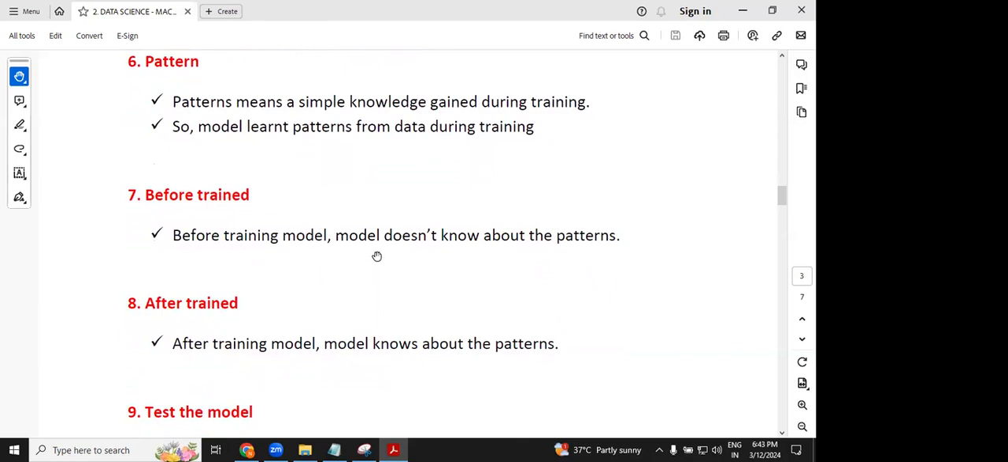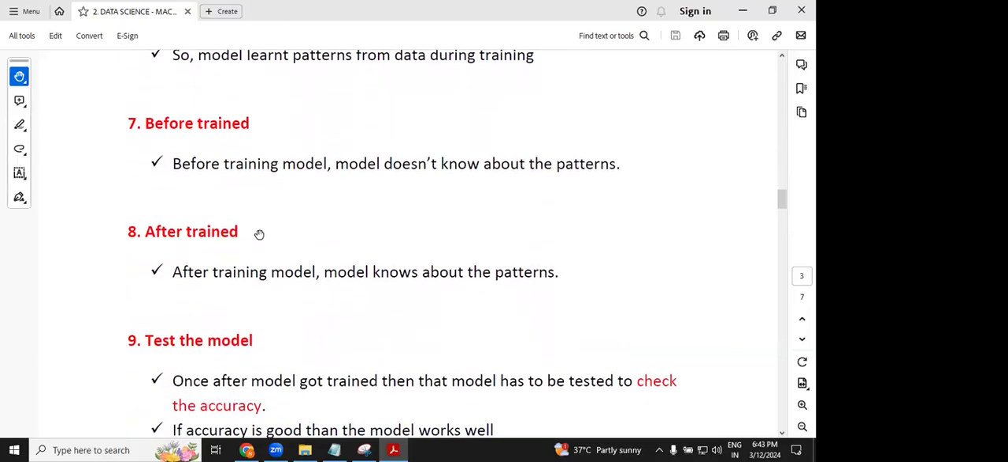Before training, the model does not know anything about the patterns. You don't know anything actually before training. Am I right or not, sir? After training, talk with me. After training, the model knows about what exactly? Now, though it gained the knowledge, right? Now this model is supposed to use this knowledge for an unknown data set. For what data set actually?